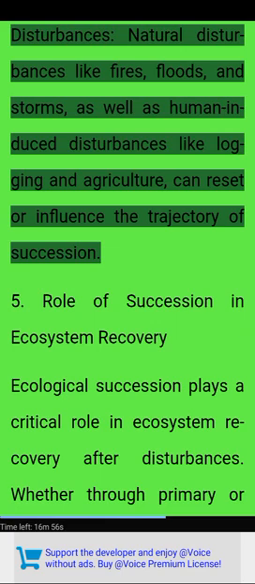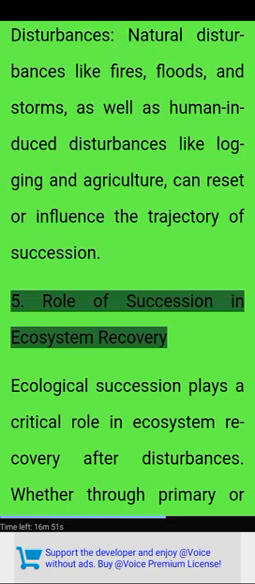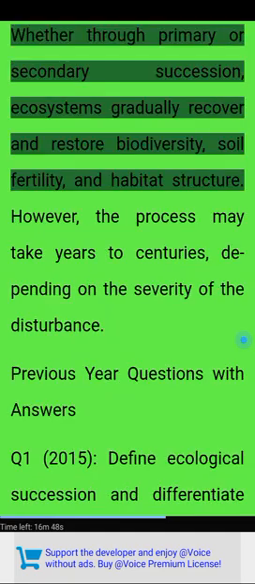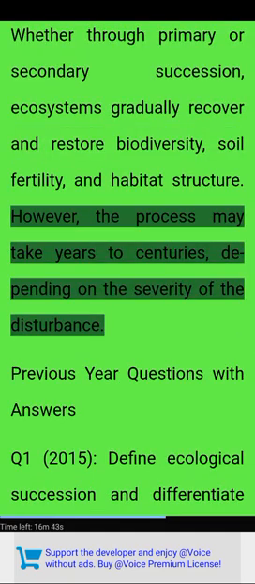Disturbances. Natural disturbances like fires, floods, and storms, as well as human-induced disturbances like logging and agriculture, can reset or influence the trajectory of succession. 5. Role of succession in ecosystem recovery. Ecological succession plays a critical role in ecosystem recovery after disturbances. Whether through primary or secondary succession, ecosystems gradually recover and restore biodiversity, soil fertility, and habitat structure. However, the process may take years to centuries, depending on the severity of the disturbance.